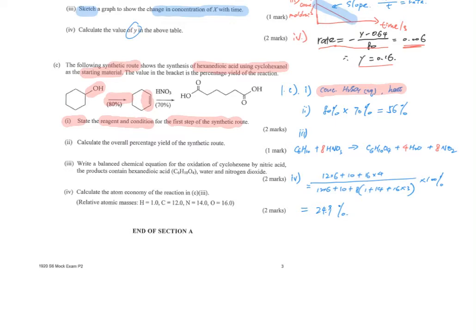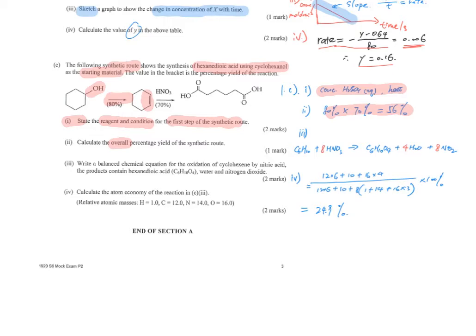Okay, and then calculate the overall percentage yield of the synthetic route. In this reaction we have 2 steps, so the percentage yield of each step needs to be considered. So we just multiply them: 80% times 70%, and we get 56%. That's the overall percentage yield.